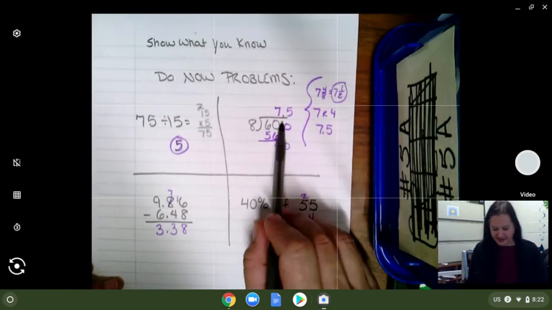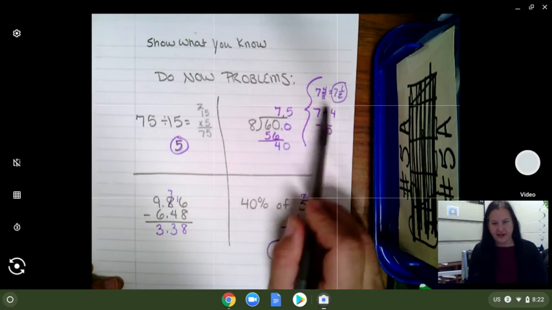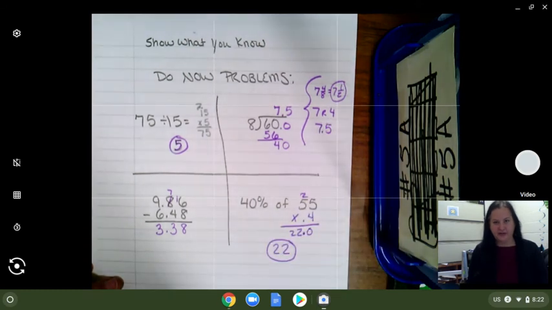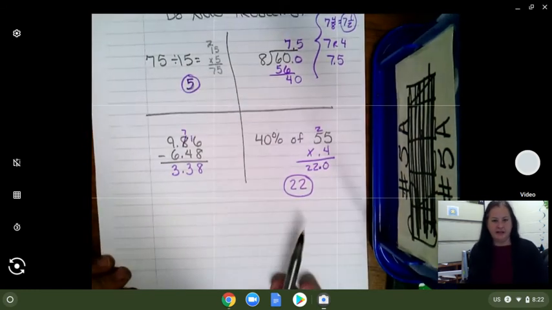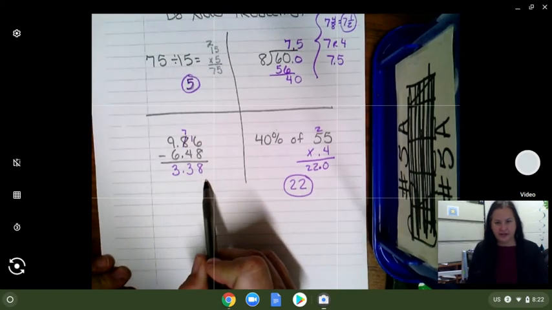This one I divided. You could get a couple different answers. You could write your answer as a decimal 0.5, as a fraction 7.5, or with a remainder of 4. All those 3 ways would be correct. Then here we have some subtraction with regrouping. Your answer should be 3 and 38 hundredths.